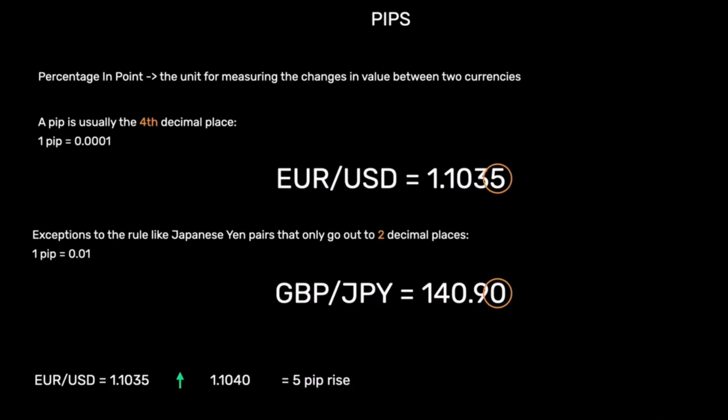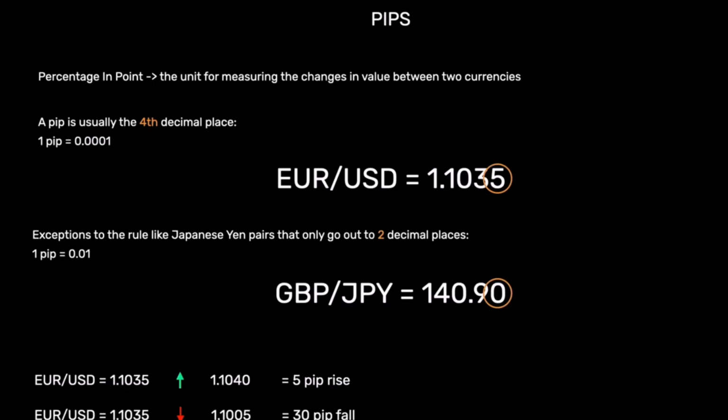Pretty simple. Let's do another one. If euro dollar falls from 1.1035 all the way down to 1.1005, then that indicates what? A 30 pip fall. Yes, you are correct, hopefully.